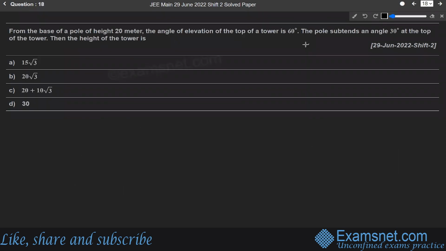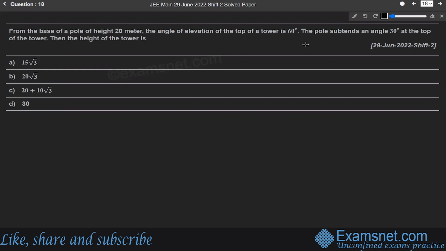Next question is: from the base of a pole of height 20 meter, the angle of elevation of the top of a tower is 60 degree. The pole subtends an angle 30 degree at the top of the tower. Then the height of the tower is. It is a very easy question. This question comes from 9th class and 10th class. We have studied about angle of elevation and angle of depression, right? So this is a question that comes from that portion.